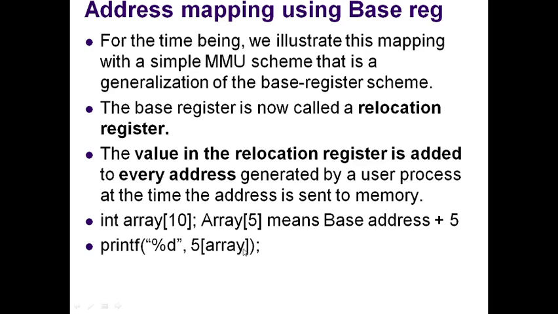What do you think will happen here? It should have been array[5], but intentionally I have written it as 5[array]. It won't actually result in any error, because array[5] means base address plus 5, and 5[array] means 5 plus base address, so it won't make any difference. The result will still be the same. So both of these will also work in C.